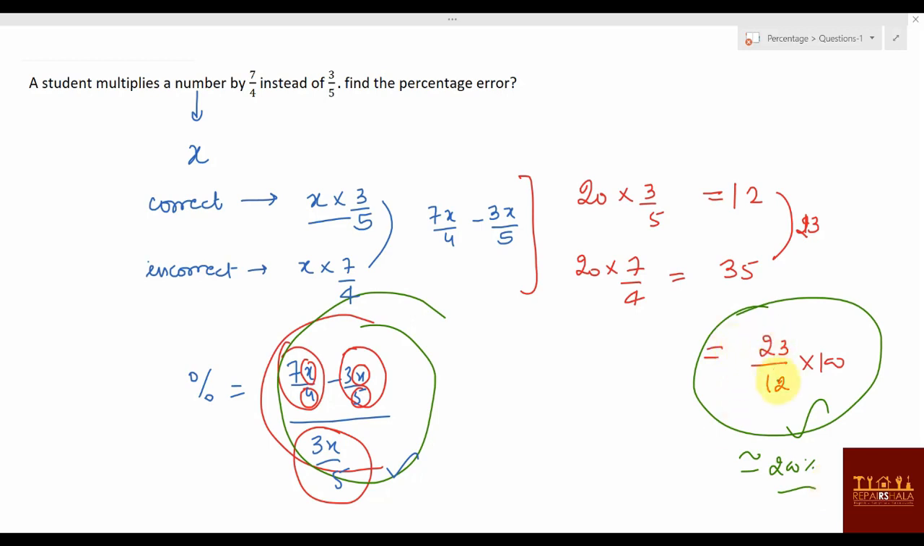So you can solve this 23 by 12 as 24 minus 1 by 12, or you can write 2 minus 1 by 12. 2 is 200% and the 1 by 12 value is 8.33. So what you can write is 191.67% or 191 2 by 3%. Whichever you wish. I hope this is clear, right?